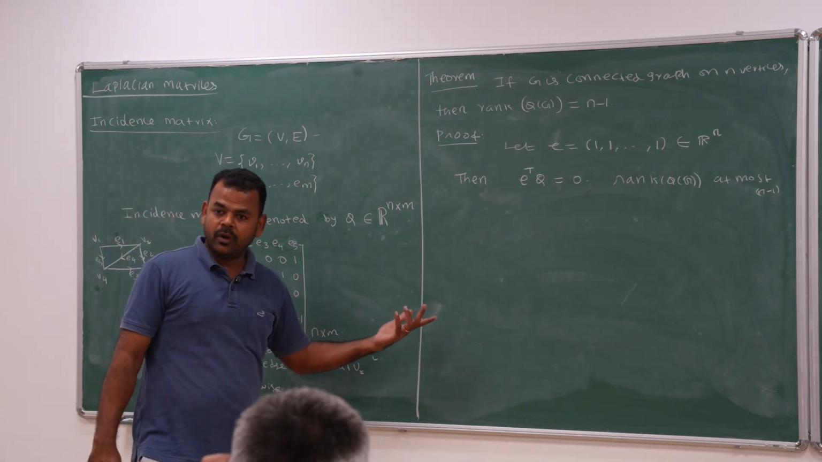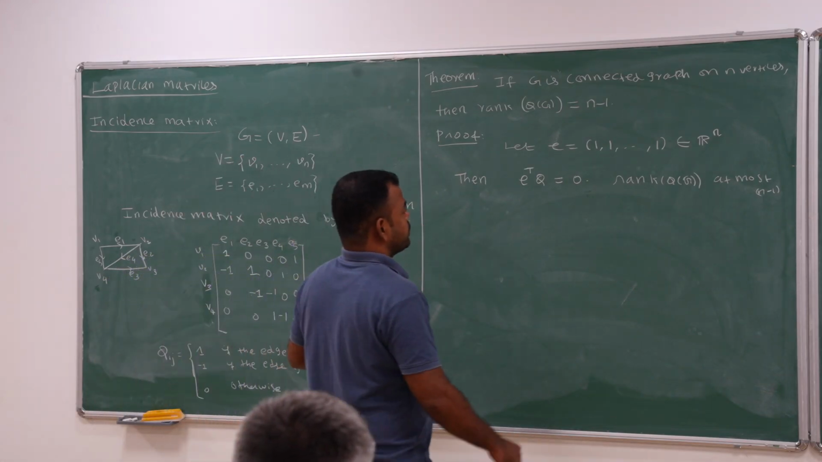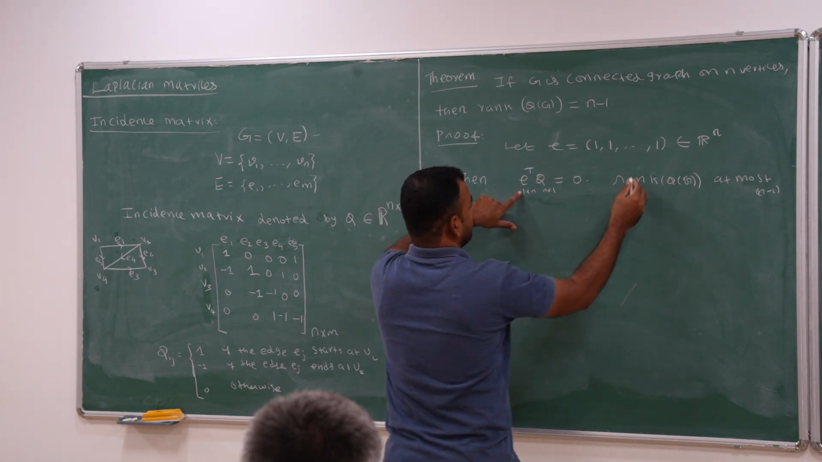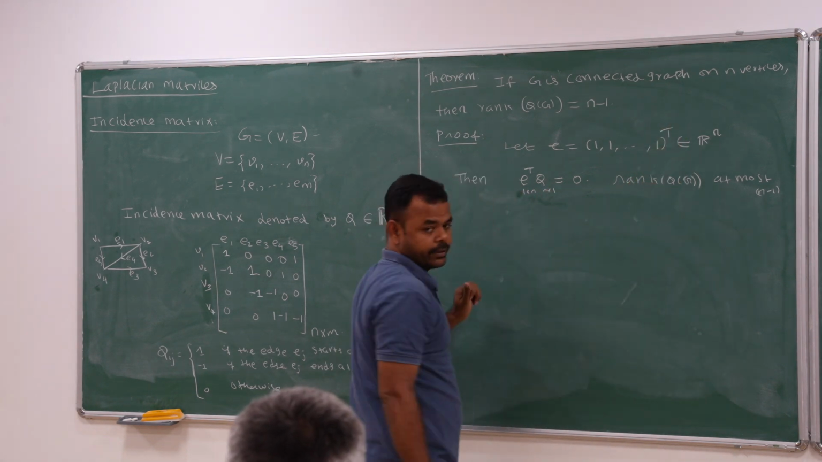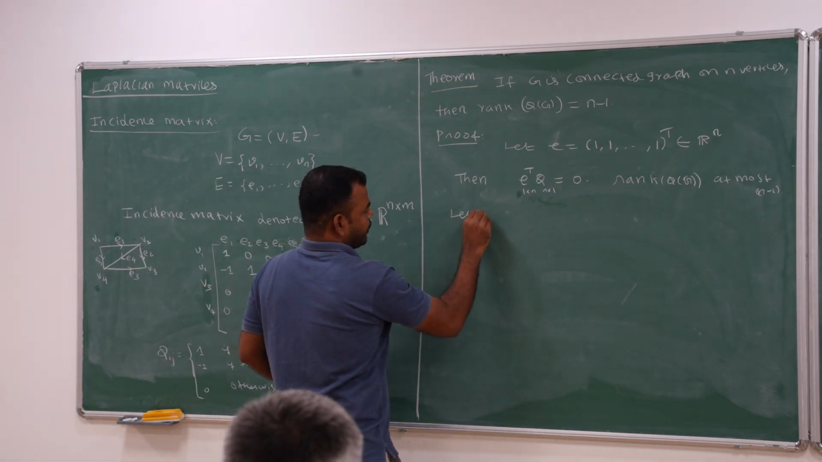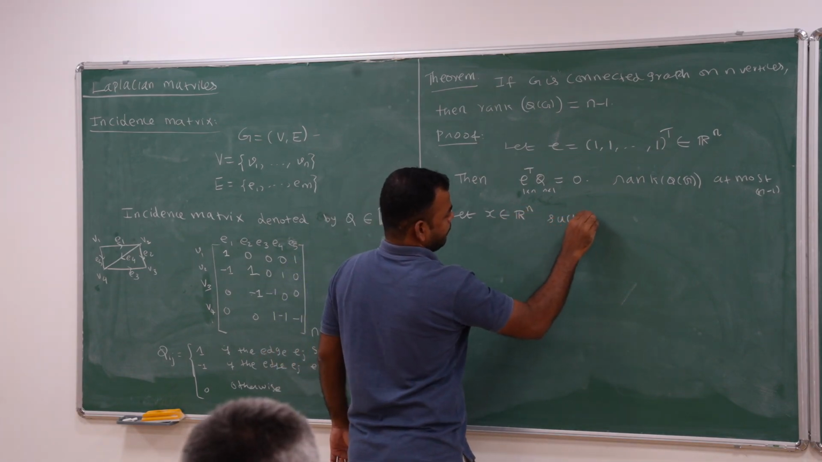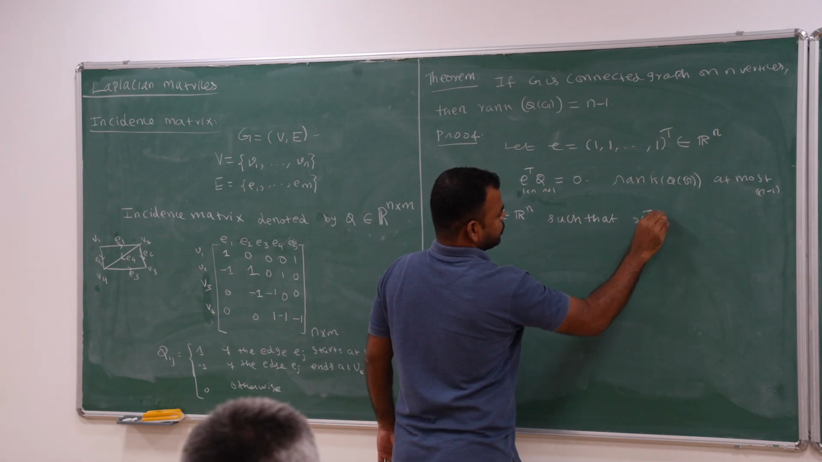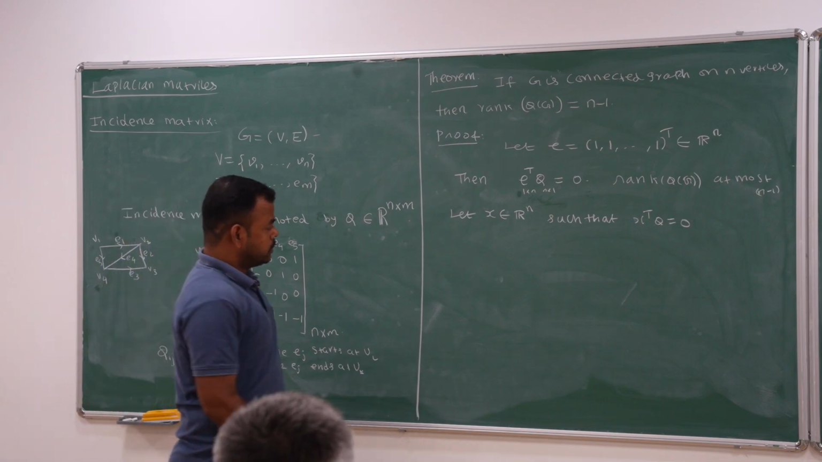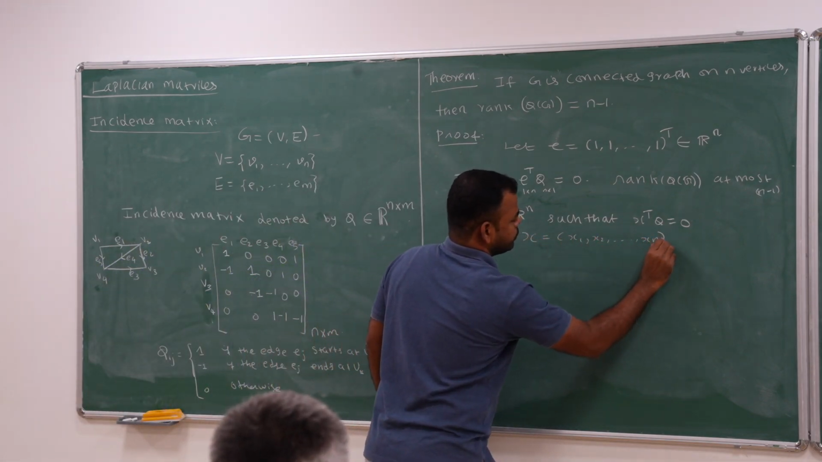If I can show that, then I am done. So E is a column vector, E transpose is a 1 by n row vector. So now let us take some arbitrary vector x in Rn such that x transpose Q is equal to 0. Okay. So the entries of x are given by x1, x2 up to xn.